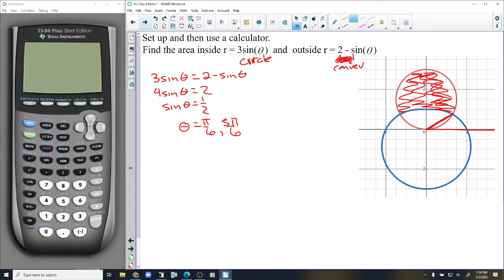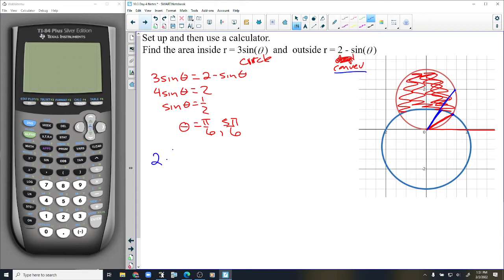But when we get past this intersection point, now what about this area? Don't think of this as a line. Think of it as a very, very narrow angle. Extremely narrow angle. I would want the area all the way to the circle minus the area to this convex limacon right there. I want to subtract out that area. So I think I would do this.